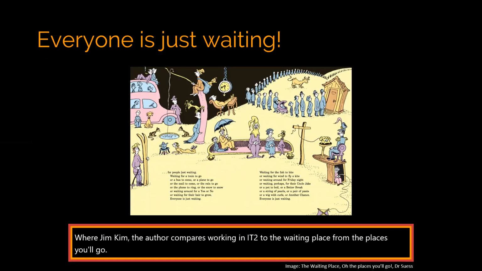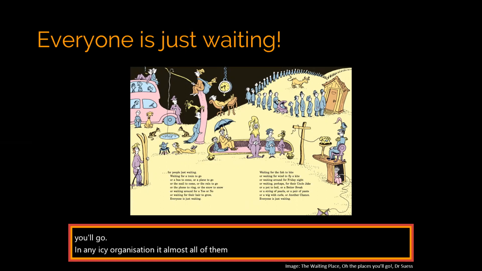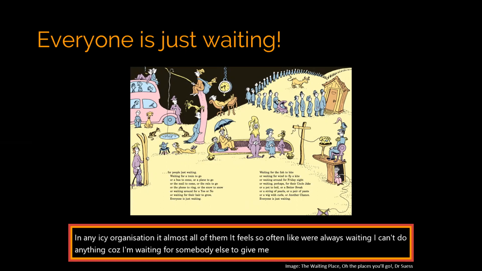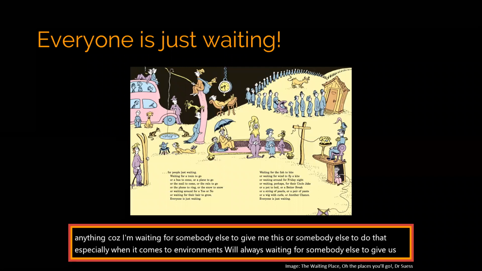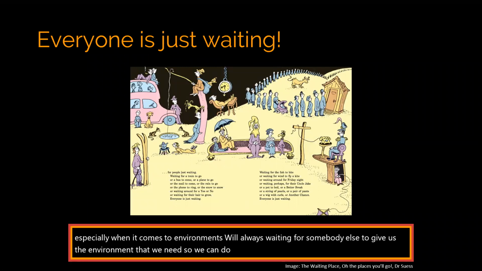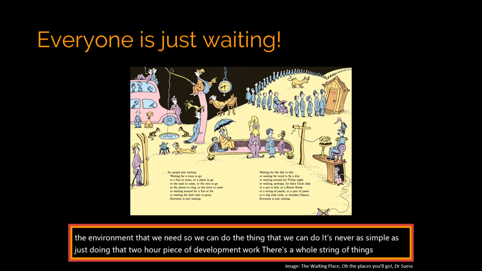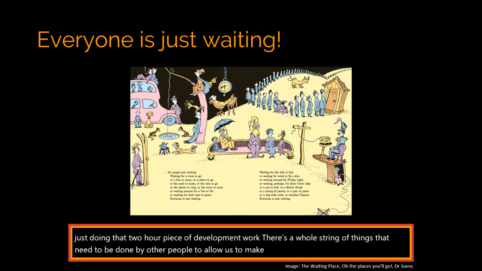In any IT organization, almost all of them, it feels so often like we're always waiting. I can't do anything because I'm waiting for somebody else to give me this or somebody else to do that, especially when it comes to environments. We're always waiting for somebody else to give us the environment that we need so we can do the thing that we can do. It's never as simple as just doing that 2-hour piece of development work. There's a whole string of things that need to be done by other people to allow us to make it happen.